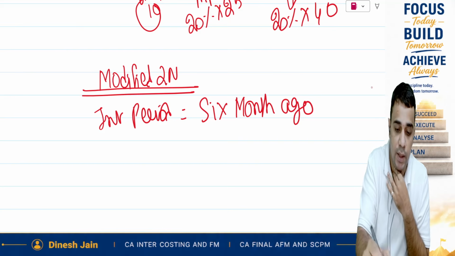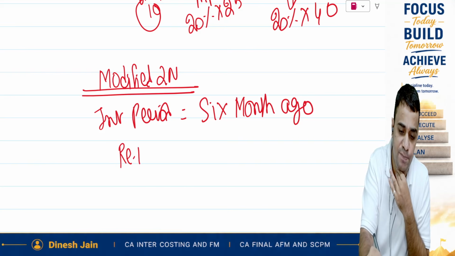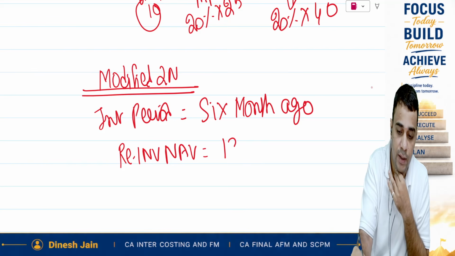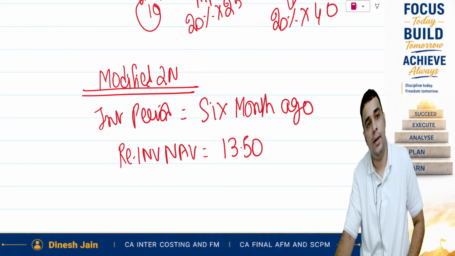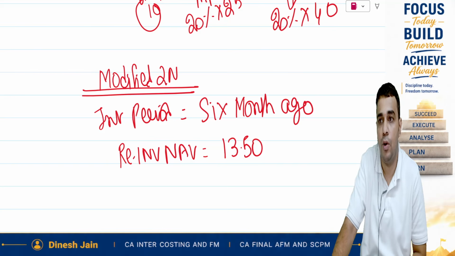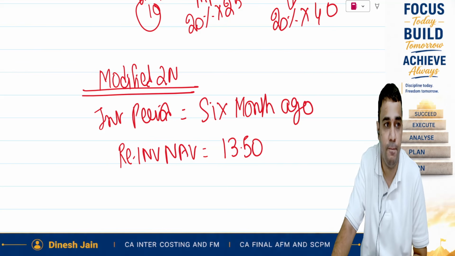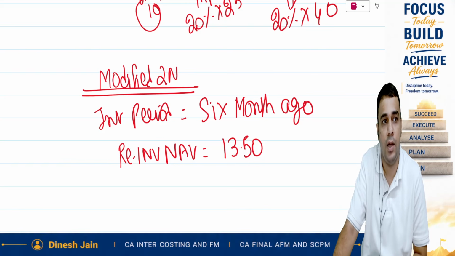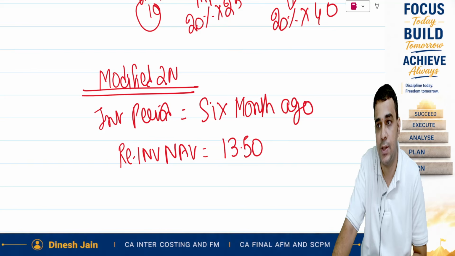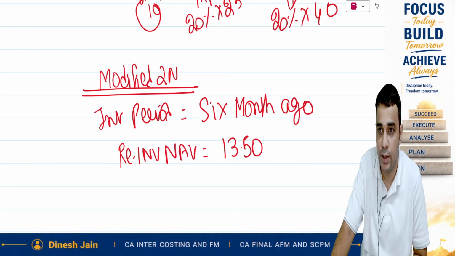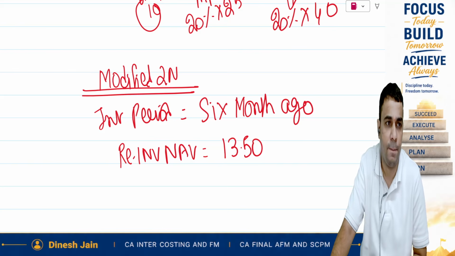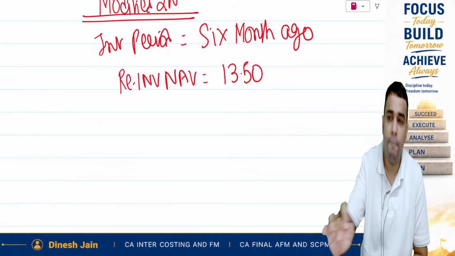Reinvestment NAV is 13.5. Two changes I'm making, okay? Investment period 6 months ago, reinvestment NAV 13.5. Otherwise it is as it is. With these changes, we are doing the problem. At home, you can practice the numbers as they are also. Okay. Part 1.